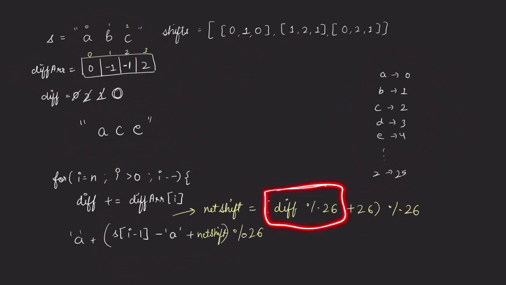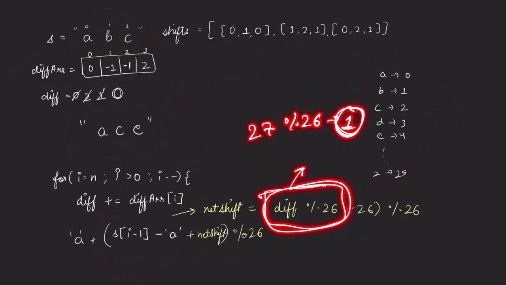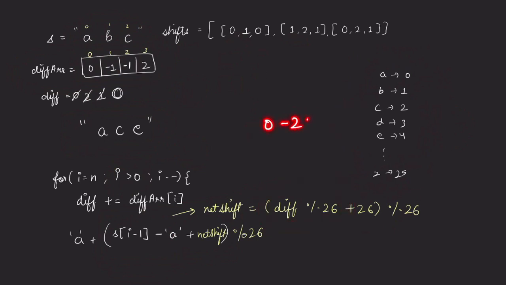Now why are we doing this? This difference mod 26 will basically convert any number that is greater. Let's suppose the difference is 27. So 27 mod 26 will give you a 1, right? So any number will get converted to a number within the range 0 to 25 with the help of this. Then why are we adding a plus 26 over here?